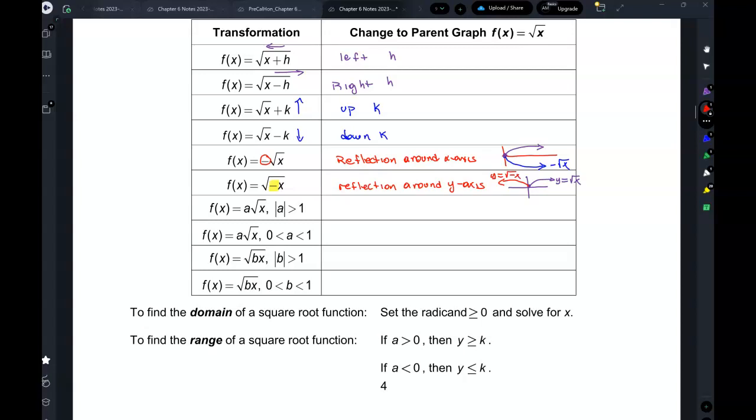Okay? Now, if I have a number outside here, this is either a vertical stretch or a vertical compression. If that number is greater than 1, it's a vertical stretch. If it's between 0 and 1, it's a vertical dilation, compression. You guys remember this from before? Yep. All right, we're not going to deal with the other ones.